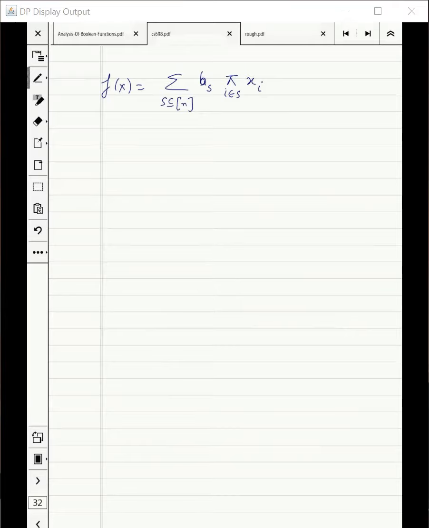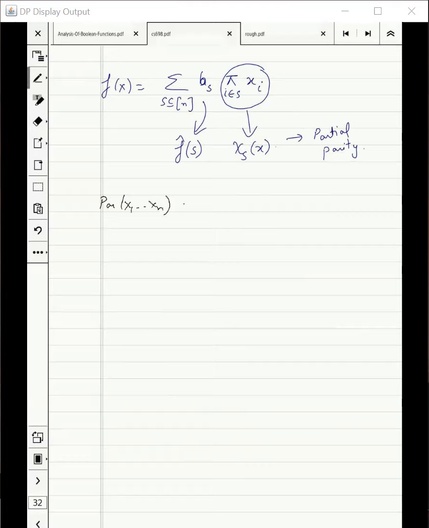This is called the Fourier representation, but a bit of notation here. This is called the Fourier coefficient on set S. This is called the parity on set S. These are partial parities, right? I choose a subset of x1 to xn and take a parity over that subset. Right? You remember the parity function? It was minus 1 if an odd number of minus 1s are there, and it is 1 if an even number of minus 1s were. So the representation of parity was very, very simple.